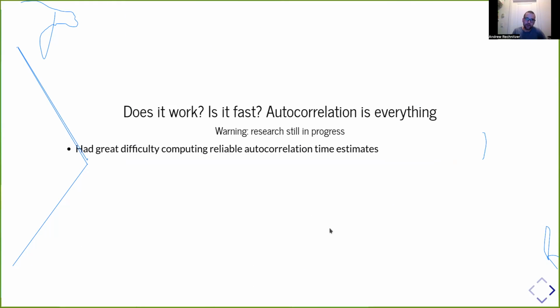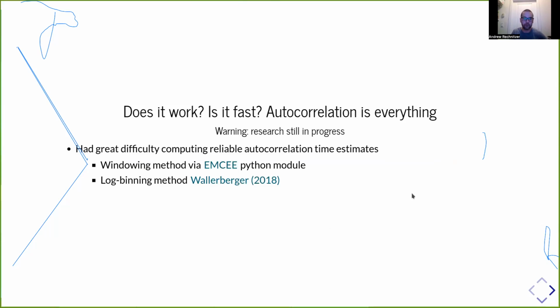But is it fast? Well, here you really need to check autocorrelation, and this is research still in progress as we get up to. I actually found that I had a great deal of difficulty computing autocorrelation time. Okay, and I realize I'm running over time. I apologize for that. In particular, I used a couple of different methods. This is a very, very nice method of log binning, which I highly recommend people take a look at. And I just couldn't get reasonable answers out of it.